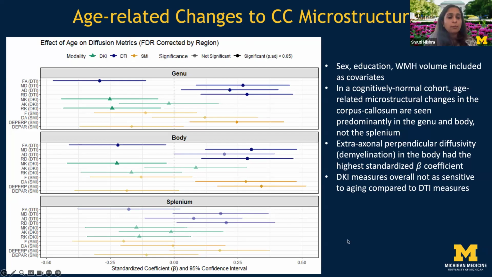And overall, when you compare just including kurtosis above and beyond DTI, we found that as a whole, kurtosis measures really were not as sensitive to aging compared to the DTI measures as a whole. As you can see, for example, in the genu, all four of the DTI measures were statistically significant versus only two of the three kurtosis measures.